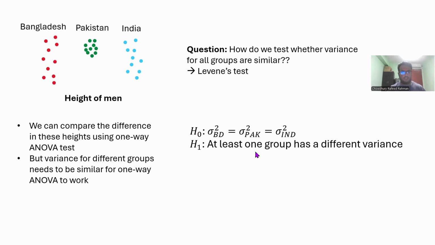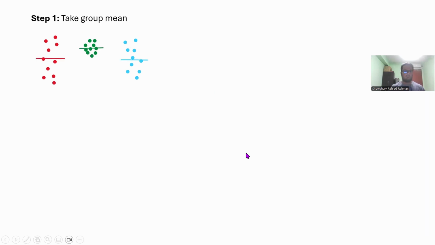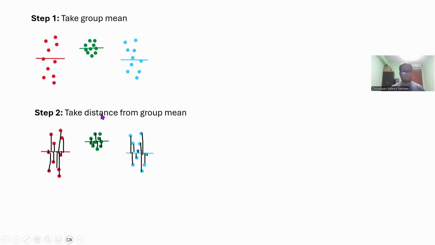Now let's understand the steps of the Levene's test. So step number one is you have to take the group mean. So each group, there is a mean, you take it. And then you have to take the distance from group mean. So each group mean, you take distance from the corresponding sample. So here in this case, heights, right? So you can take those distances, and those distances are nothing but these black colors. You can see that some of the distances are positive, for example, the upper ones, and some of them are negative, for example, the lower ones.